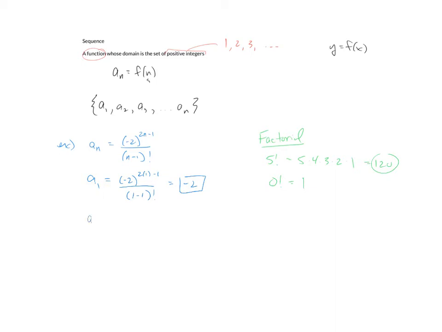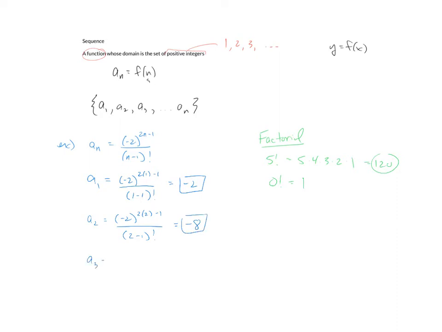The second term, we would go ahead and we'd plug in a 2 every place we see an n. And again, in that denominator, be careful, you'll have a 1 factorial. A 1 factorial is 1. So when you clean all this up, looks like we get a negative 8 for the second term.